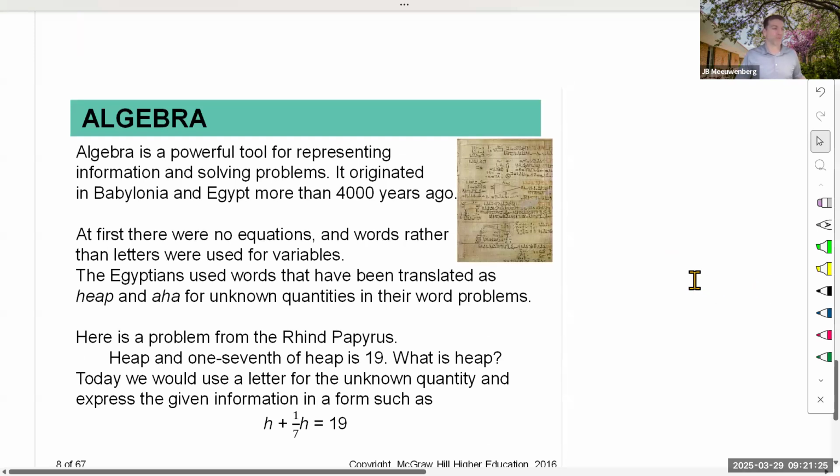So as I mentioned before, algebra as an idea was developed thousands of years ago. And it came from this document that was discovered, I think in the 1800s, called the Rhind Papyrus. And the words that were used, again, were not X's and Y's, but they might have a question that says something like this: heap and 1/7 of heap is 19. What is a heap? As you can see, there's no equation, there's no variable. It's just stated as a statement and a question.